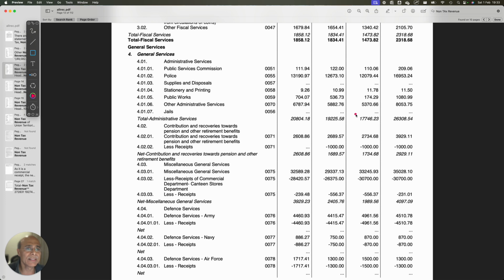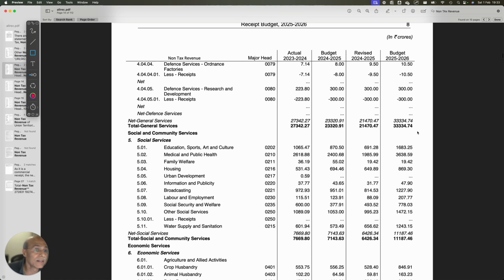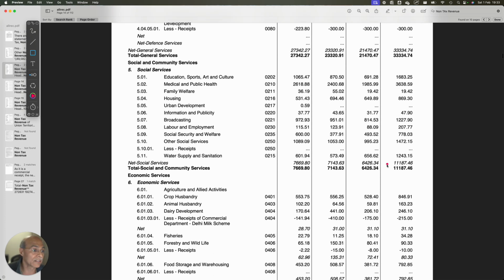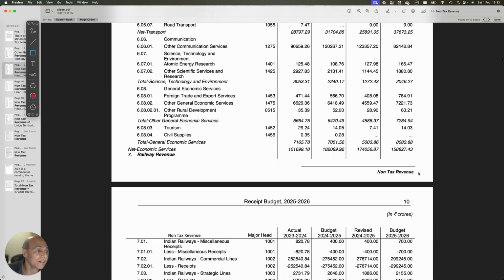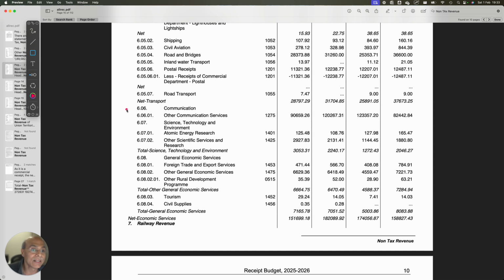For example, the total administrative services, the estimated collection is 26k crores from a revised estimate of 17k crores, right? Then if you go down below, there is nothing here. The total collection, if you add up the general services, has increased from 21k crores to 33k crores. So the government of India is able to make money from general services. Social services numbers have increased from 6,400 crores to 11k crores, right? And economic services numbers have decreased from 1.74 lakh crores to 1.58 lakh crores, mainly on account of the reason which I told you, other communication services.